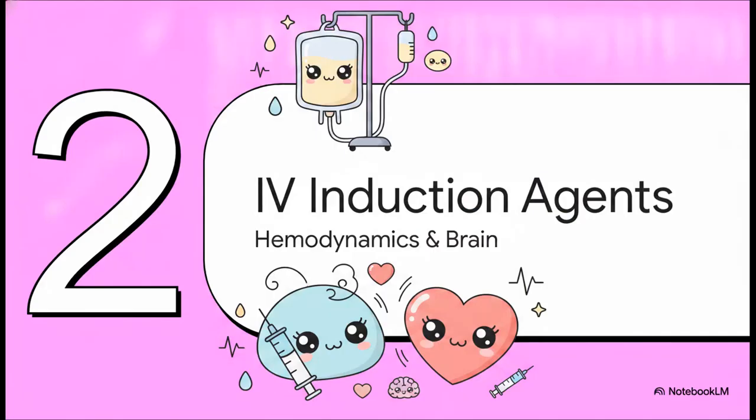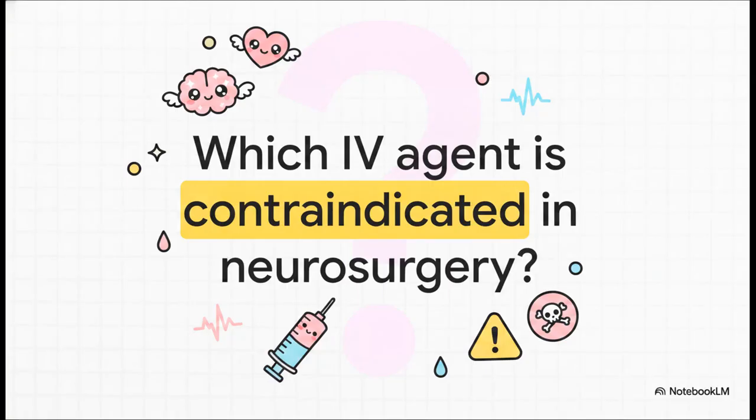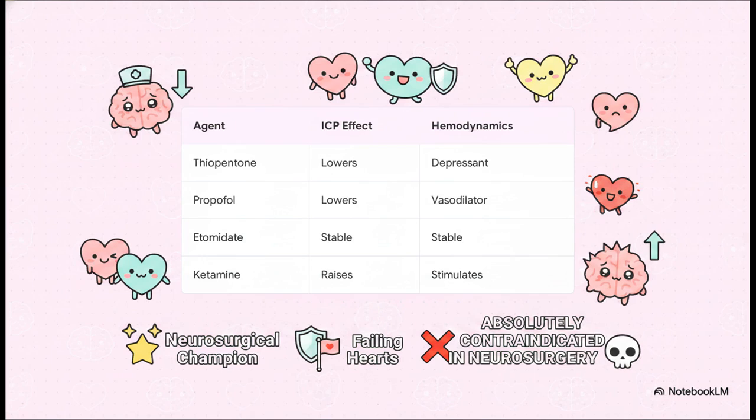All right, moving right along to Section 2, Intravenous Induction Agents. Let's tackle 3 clinical hurdles all at once here. We really need to evaluate our major induction agents against 2 major physiological threats: raised intracranial pressure, and cardiac instability. Okay, here is the breakdown.